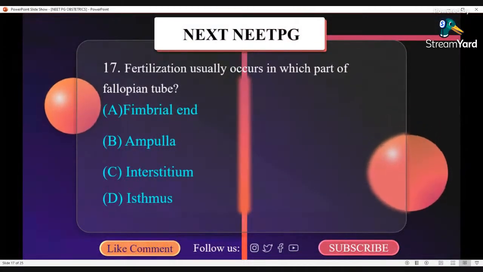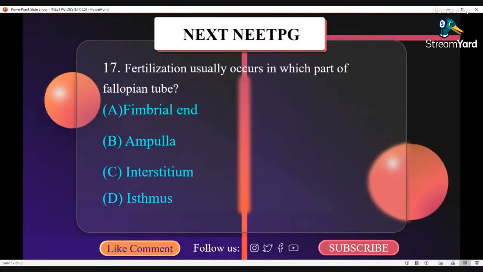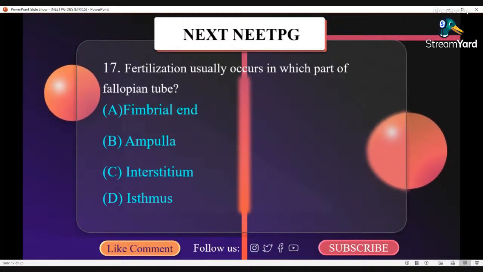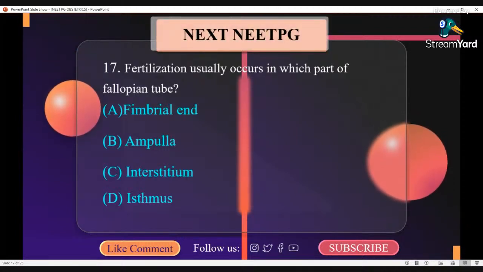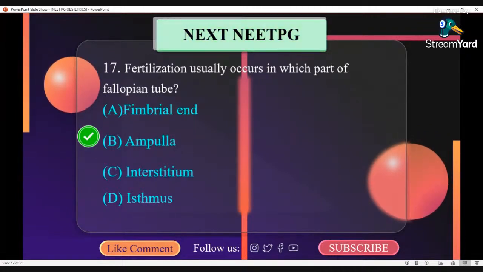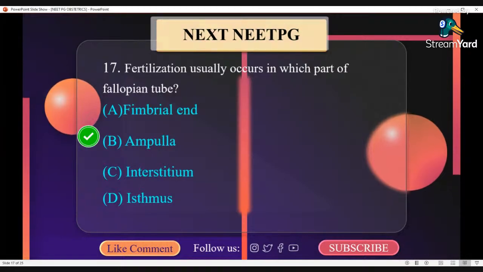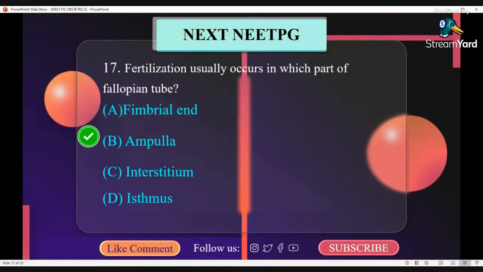Fertilization usually occurs in which part of the fallopian tube? It is a simple question. It is the ampulla.